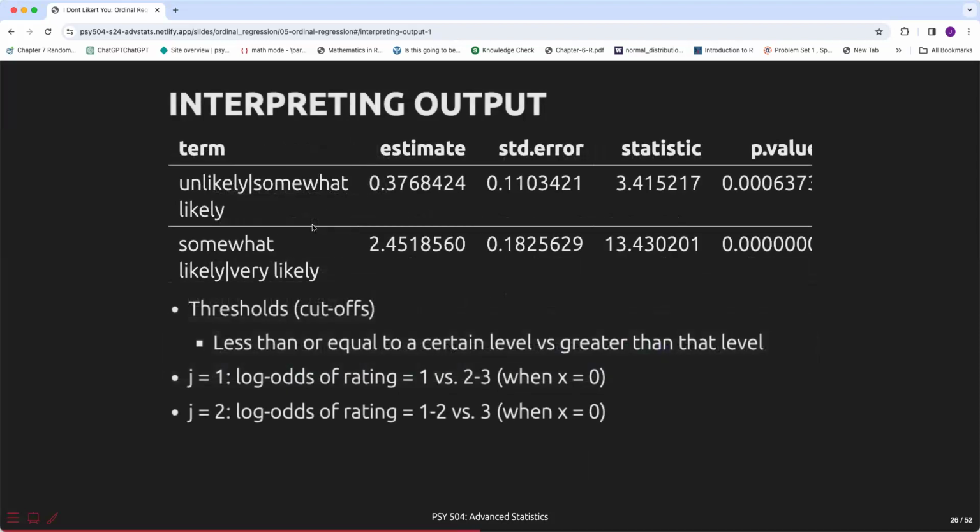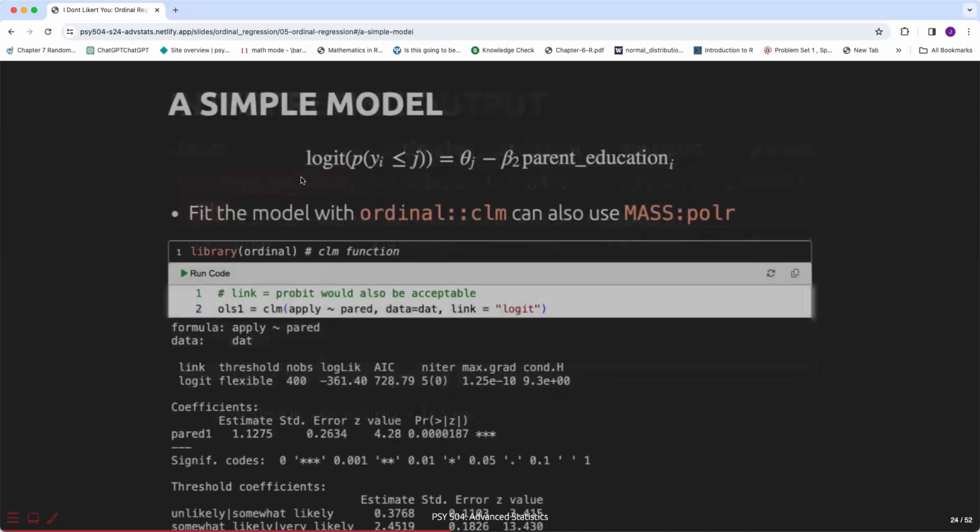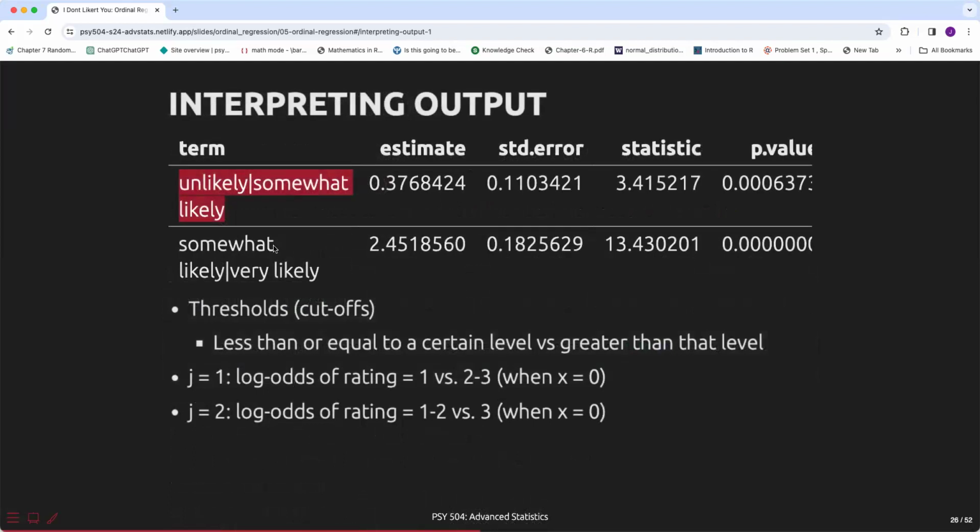We also have thresholds. The thresholds part of the output is something that we should know what they are, but we usually don't interpret them. In a write-up, we don't talk about the thresholds and we don't give the estimates for the thresholds, but we should know what they are and what they represent. Here in our output, we have two thresholds, so J-1 thresholds. Each threshold is just the log odds of rating. The first threshold is the log odds of being unlikely compared to somewhat likely or very likely. And the second threshold is somewhat likely and unlikely compared to very likely. So it's 1 versus 2 and 3 when x equals 0, and then 1 and 2 versus 3 when x equals 0. That's how we interpret these threshold or cutoff values.